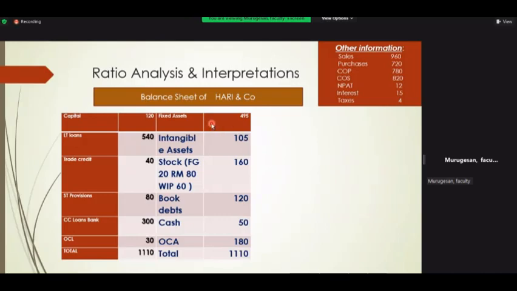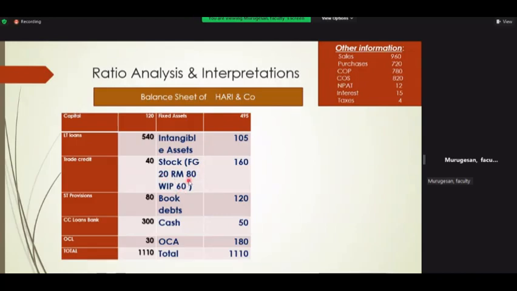So how are the assets? Fixed assets 495. Intangible assets are there. More intangible assets mean it's not a good balance sheet, because intangible assets have no tangible, realizable value. Stock: finished goods 20, raw material 80, work in process 60.